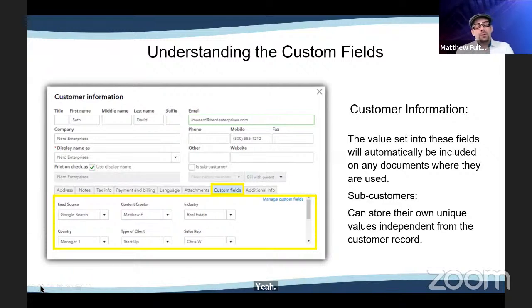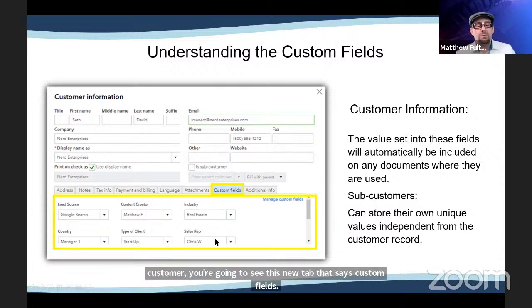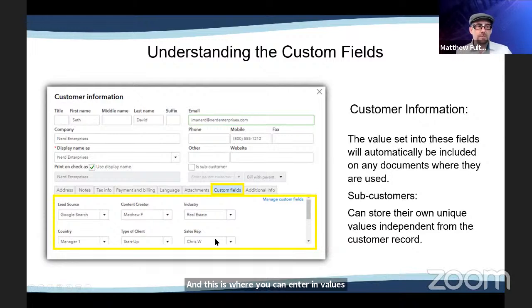So now if we want to understand the different types of custom fields, if you remember correctly, back a ways, I said there's 3 different types. There's customer information, there's vendor information, and then there's transaction information. The customer information, when you choose that as a custom field, you now will get a new tab in Advanced and in our books and such. If you go edit the customer, you're going to see this new tab that says custom fields. And this is where you can enter in values for that specific customer.